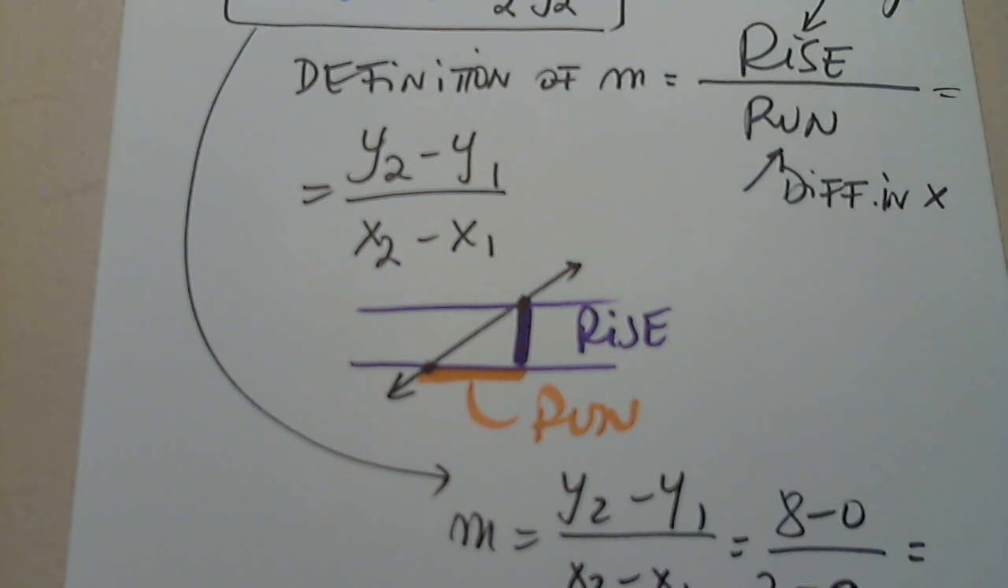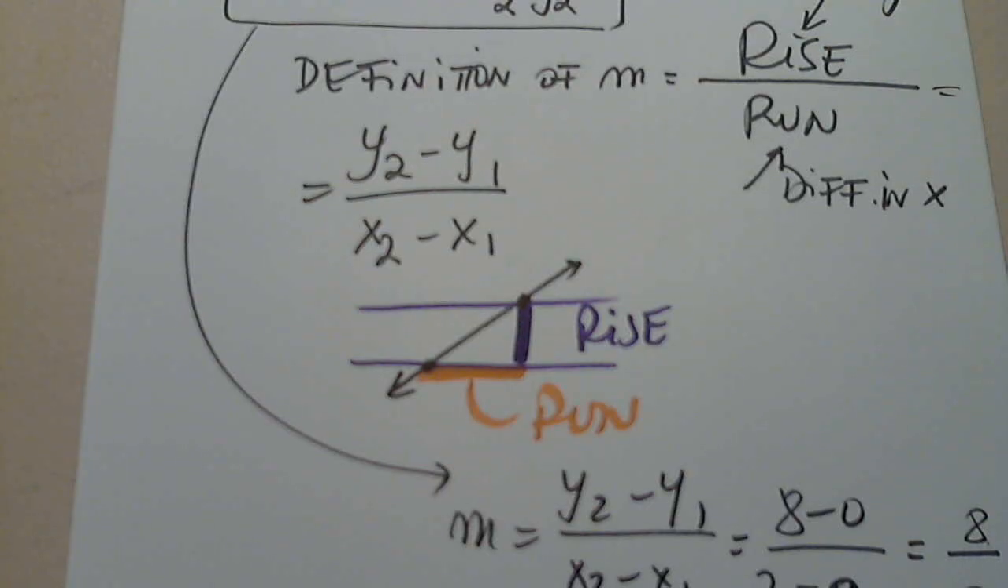Isn't it just 8? Thank you very much. Can anyone calculate the run for us? It'd be 0. Perfect. We talked about this a long time ago. What do we say about 8 over 0? It's undefined. Excellent.